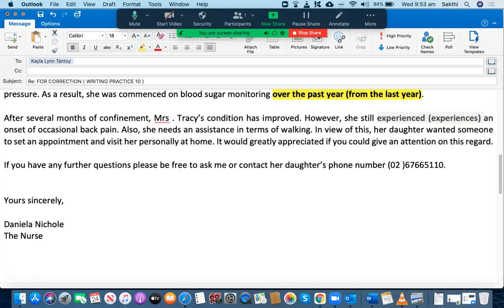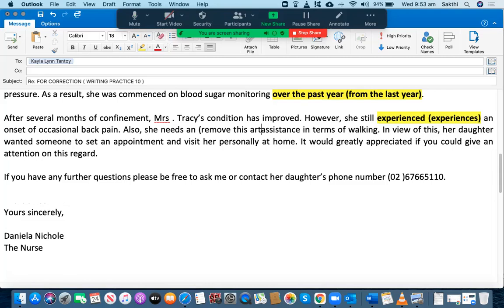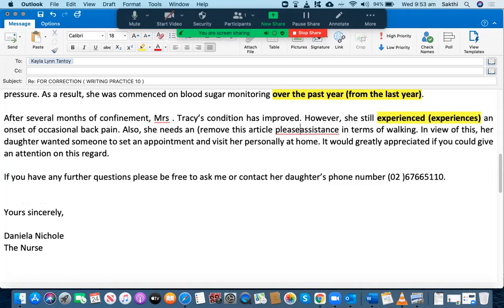Okay, now she experiences. She still experiences an onset of occasional back pain. That's okay. Also, she needs an assistance. Okay, do not use assistance as a countable noun. Assistance is not a countable noun. So you can't use an article here. Remove this article, please. Okay, do not use that, please.